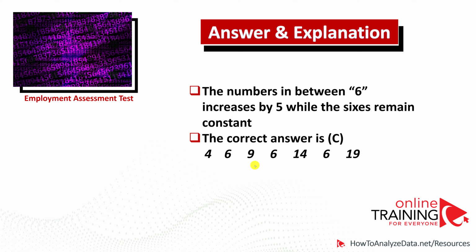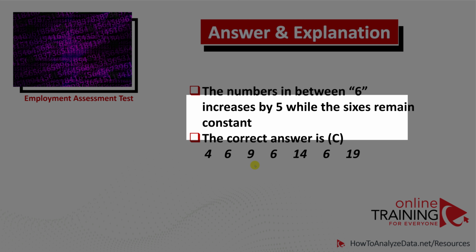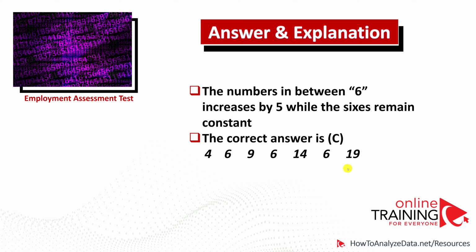Let's recap. The numbers in between sixes increase by 5, while the sixes remain constant. The correct answer is choice C, which is 19. Hopefully you've nailed this question.